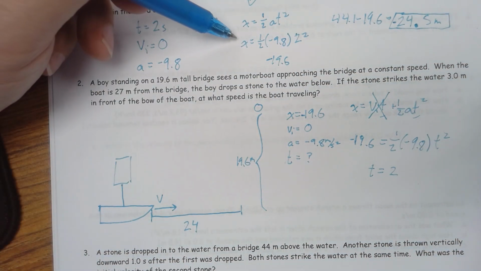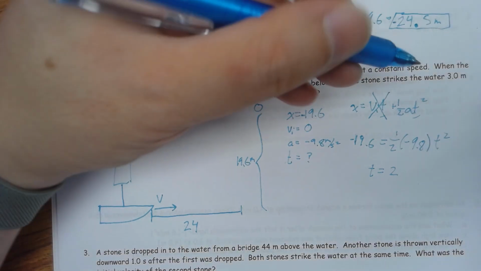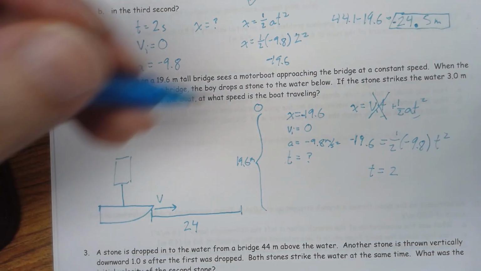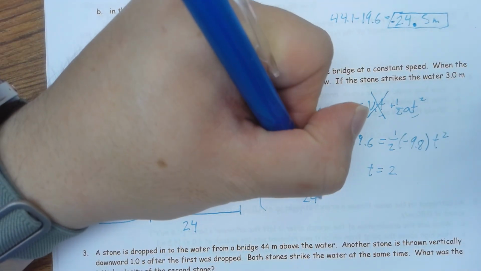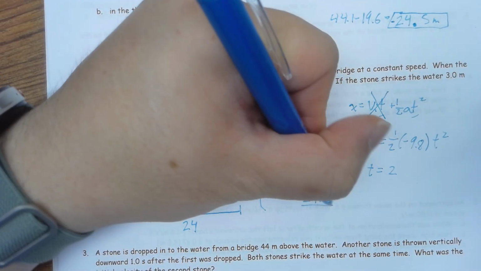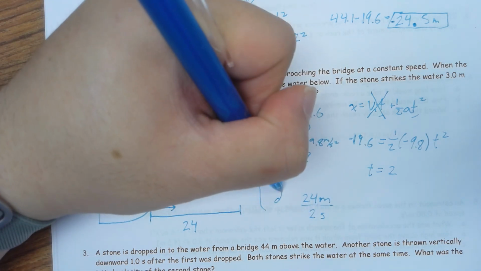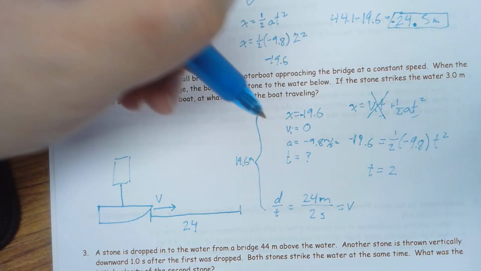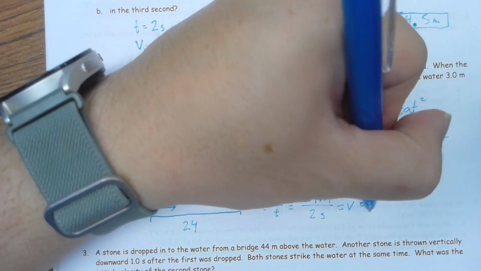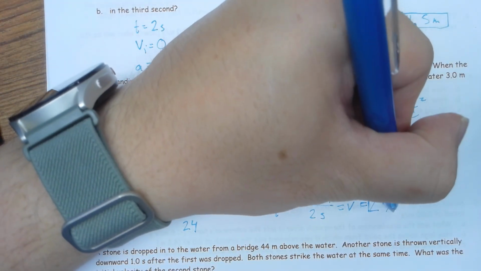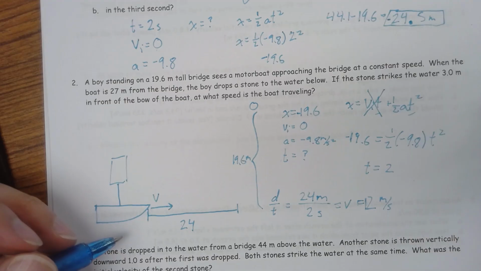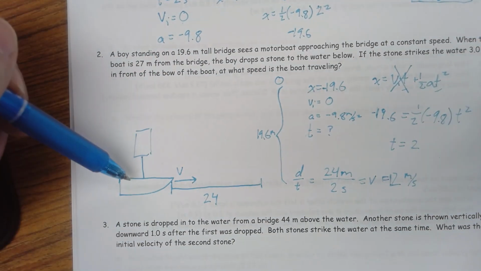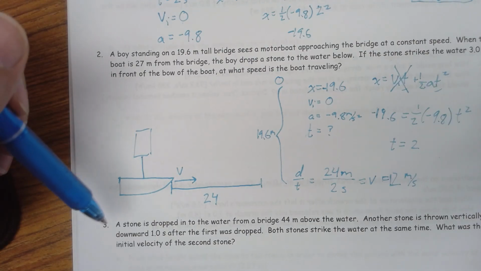Mainly because the previous problem also had the 2-second problem, and in that 2 seconds it will go 24 meters. So 24 meters in 2 seconds, that's a distance divided by time to give us the speed of 12 meters per second forward. So really, we're just using the rock as a timing device to tell us when that boat has hit exactly 2 seconds.